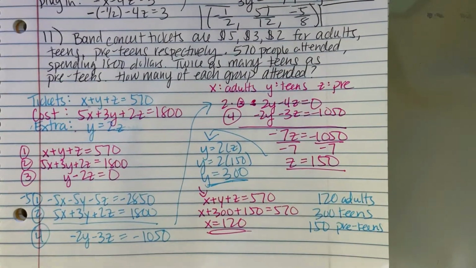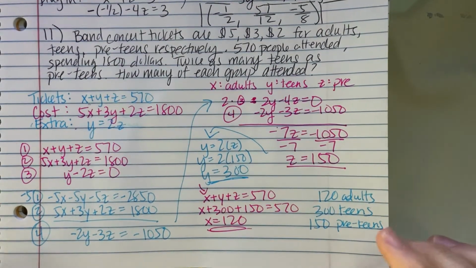Now, it tells you that 570 people attended, and they spent $1,800 on tickets. And they give you this other piece of information, which is twice as many teens attended as preteens. Then how many of each group attended? So you need to turn that into equations. One equation is going to be the cost. Another equation is going to be the number of tickets. And the last equation is that extra statement, the relationship between the teens and the preteens.